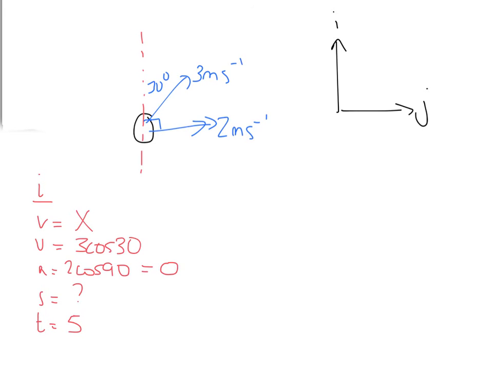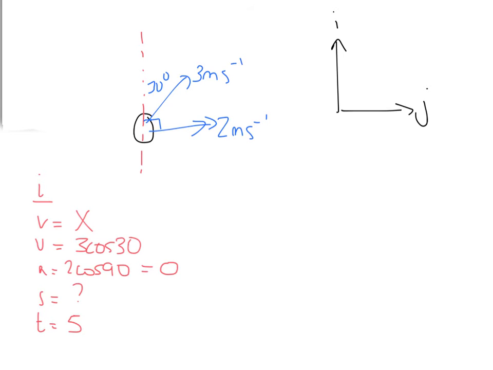If you don't know where these cosines of 30 and cosines of 90 have come from, I suggest you go back and look at the video I made about resolving and calculating magnitudes. It's one of my earlier videos because it explains what I'm doing there. I'm not going to repeat myself. Okay, so we've got those.